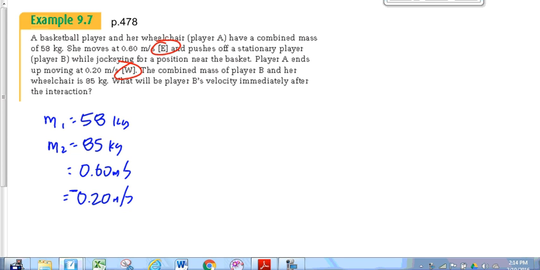Tell me what the 0.6 is. What's the 0.6 meters per second? Ilma, is that V1 or V2? Good, it's V1. Is it V1 initial or V1 final? Yeah, it's the initial velocity of object number 1. How fast the first person in the wheelchair is moving. What about this negative 0.2? Player A ends up moving at 0.2 meters per second to the west. Elena, is that V1 or is that V2?